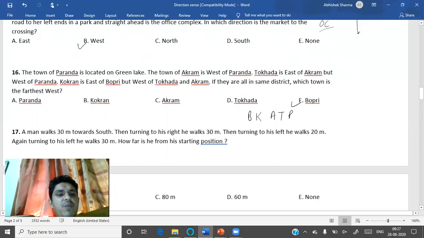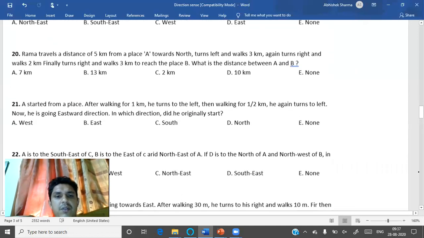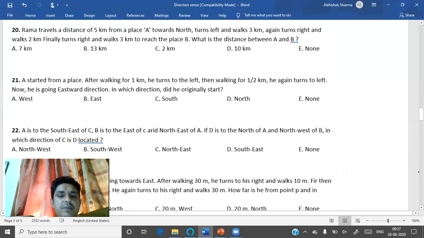Okay, let us take one more question of the sheet. The question that I want to take is question number 21, right? The question is: A started from a place. After walking for 1 kilometer, he turned to his left and walked 1.5 kilometer. Okay, in this question, it is not given in which direction he had started, right? We can take any direction. Thereafter, in the end, we will see which direction it should be.